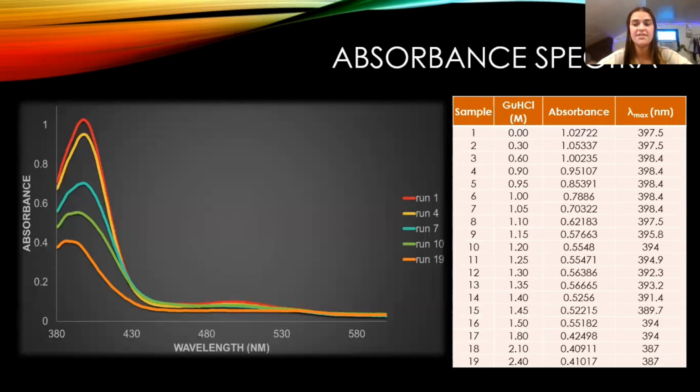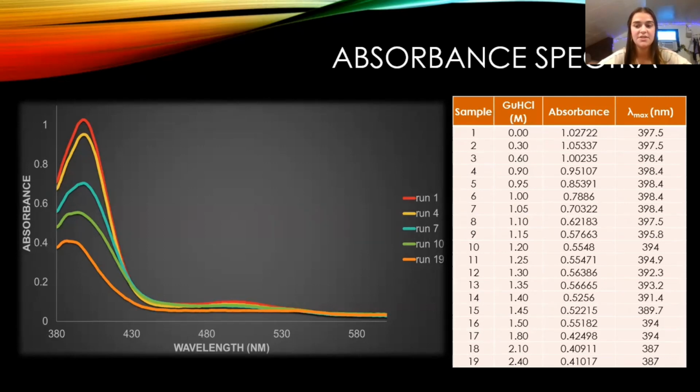The various concentrations of guanidine hydrochloride used can be seen in the table on the slide. 1 milliliter of myoglobin solution was used for each sample, and each sample had a total of 5 milliliters. To avoid clutter, only 5 of the 19 runs are shown in the spectrum. The table provides the full scope of the data. The runs are numbered with increasing concentration.